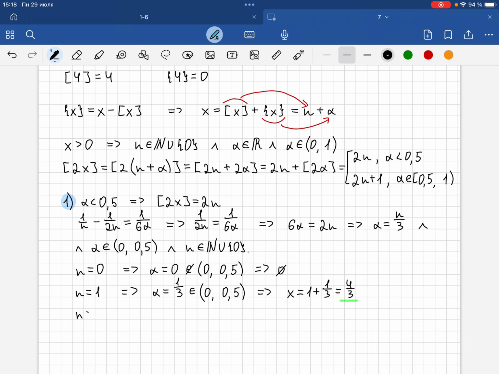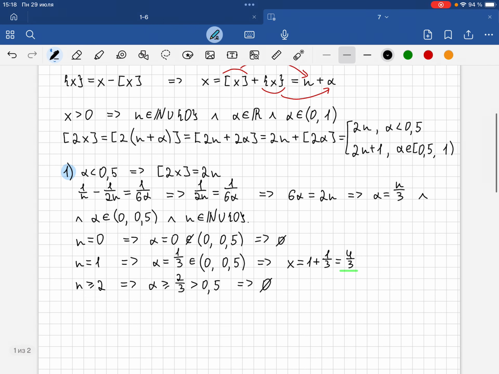And if we take any n that is greater or equal than 2, then our alpha will be greater or equal than 2 divided by 3, which is greater than 1/2, which means that all such pairs of numbers n and alpha are not suitable for us. So in case when alpha is lower than 1/2, we can find only one x that satisfies our initial equation. Okay, but we have the second case.